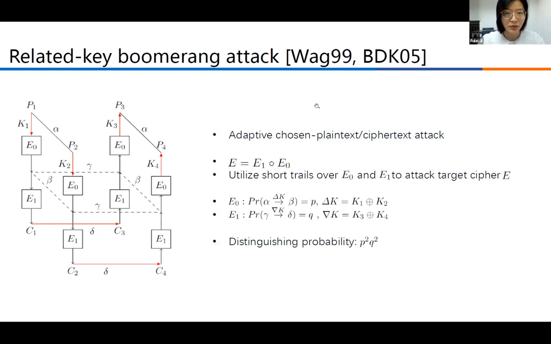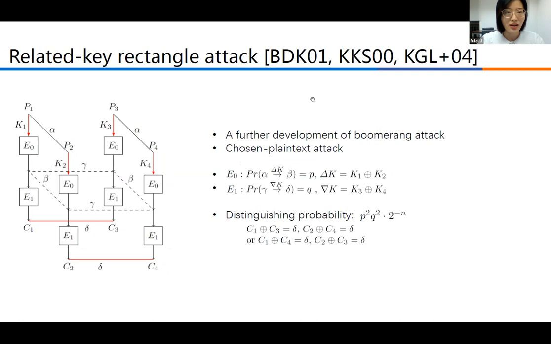The main idea of the boomerang attack is to attack a long round cipher with short round trails. The target cipher is decomposed into the upper part E0 and the lower part E1. Suppose that E0 has a differential trail alpha to beta with probability p, and E1 has a differential trail gamma to delta with probability q. Then the probability of the boomerang distinguisher will be p squared q squared. Boomerang attack is an adaptive chosen plaintext and ciphertext attack, while rectangle attack is a chosen plaintext attack, and the distinguishing probability is p squared q squared multiplied by 2 to the minus n, in which n is the block length of the target cipher.